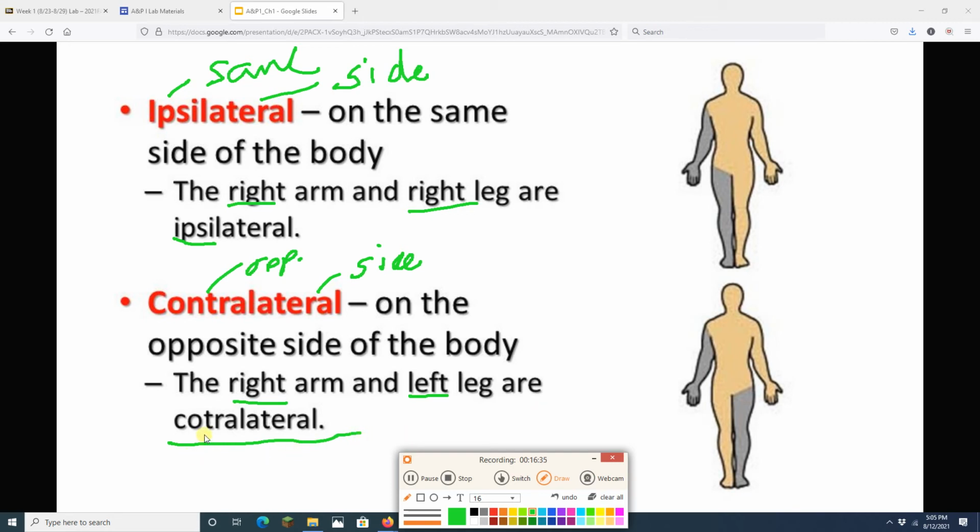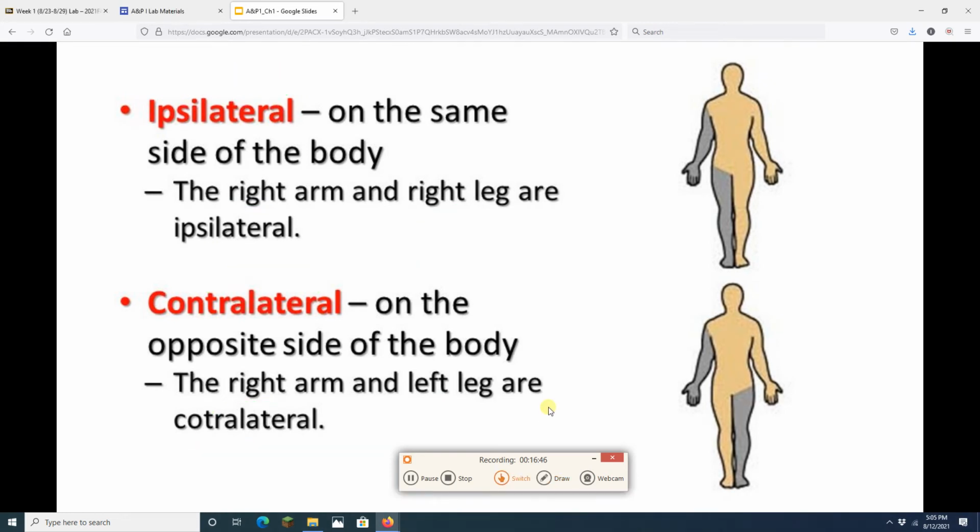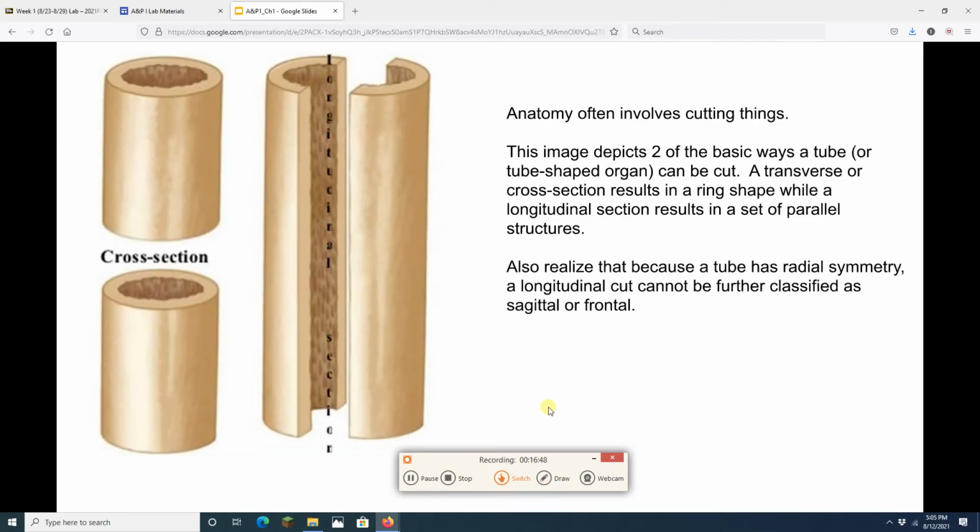Oh my gosh, it's called a typo here. There should be an N right there. My goodness gracious. All right, good. Let's keep going. We're almost done, guys. When we're doing anatomy, we're going to be cutting stuff up. If you are really in the lab, you would be cutting stuff up with a scalpel.